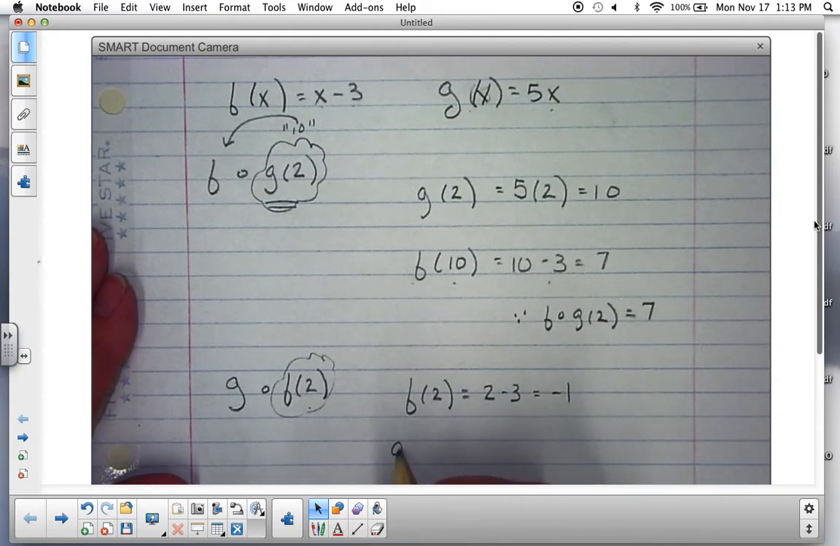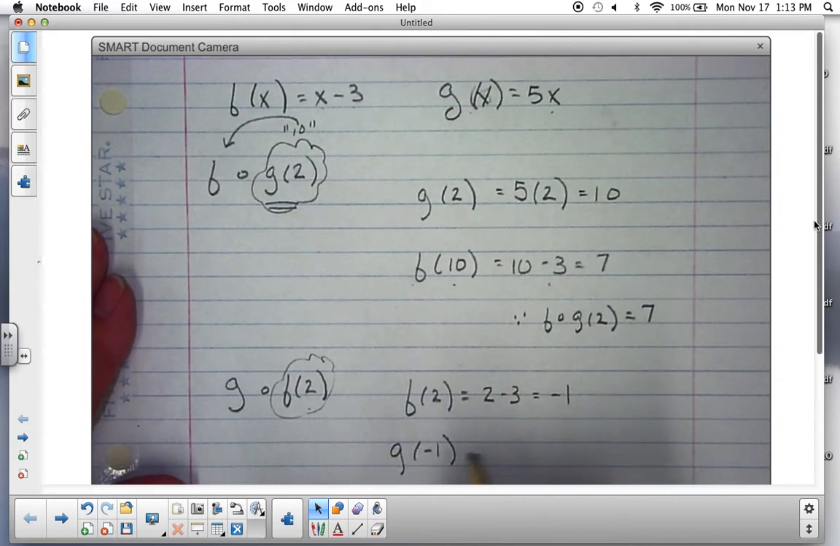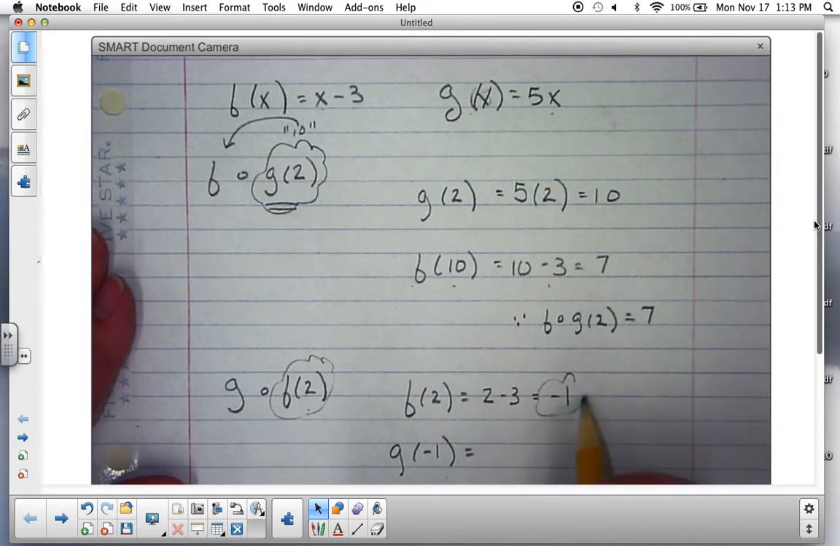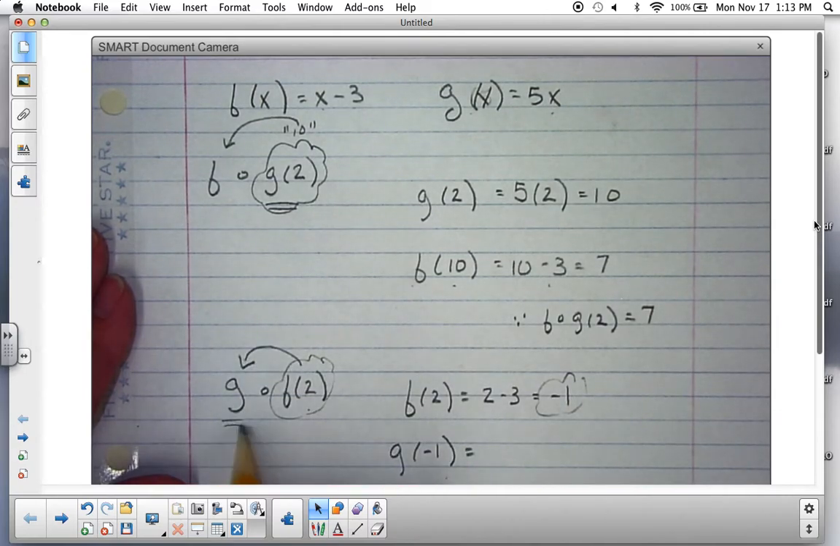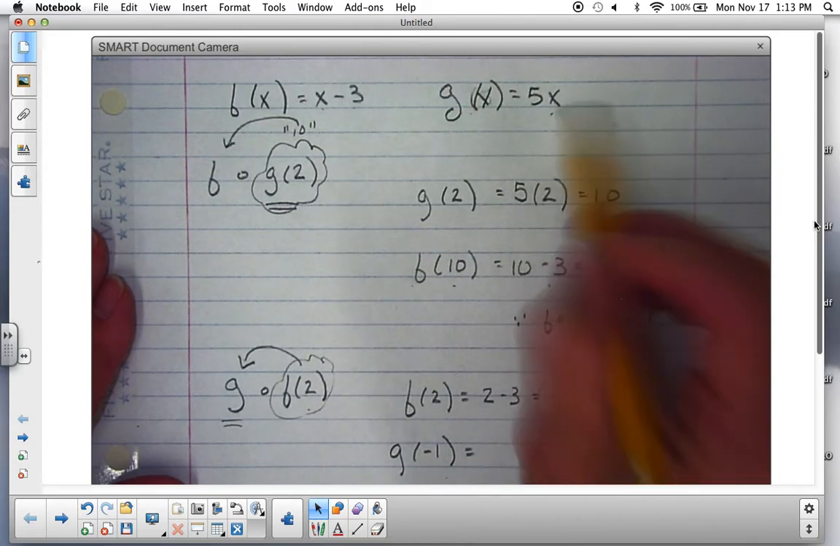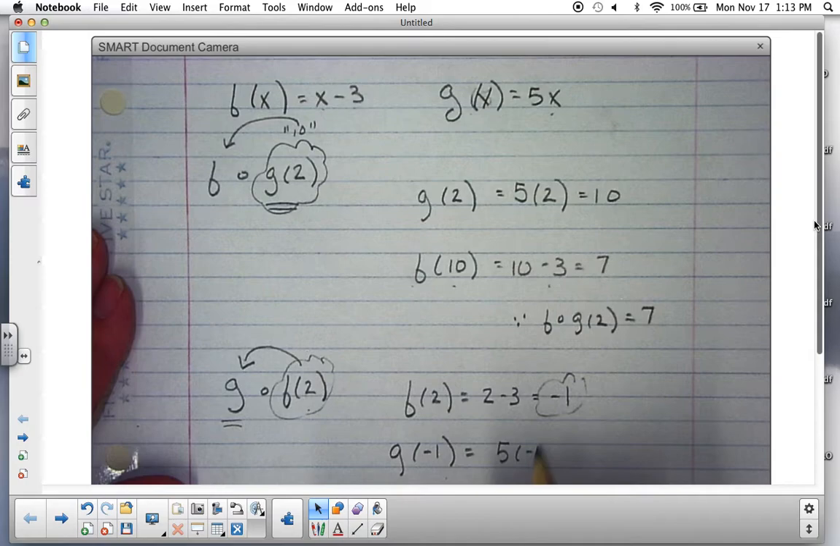And now we're going to find g of negative 1. So whatever you get for this answer substitutes back into the first expression, the first letter. So g of negative 1 would be go up to function g and put negative 1 right in there. 5 times negative 1, my answer here is negative 5.